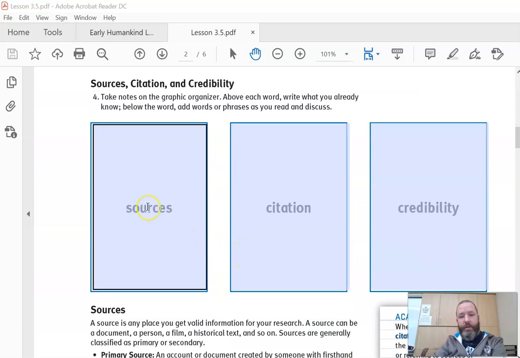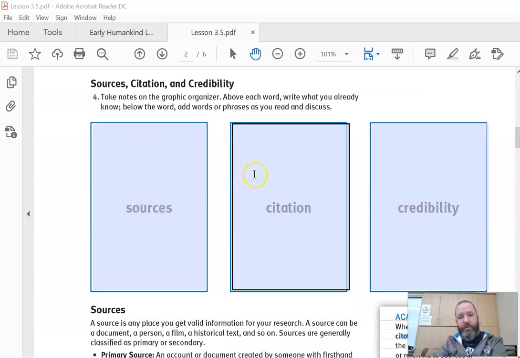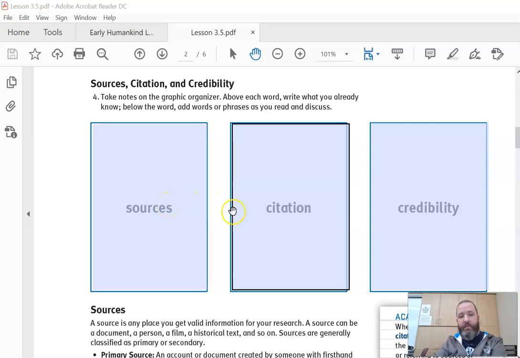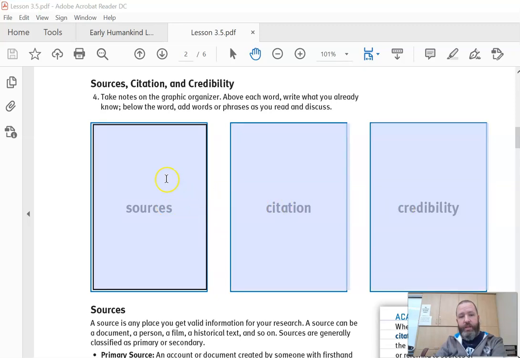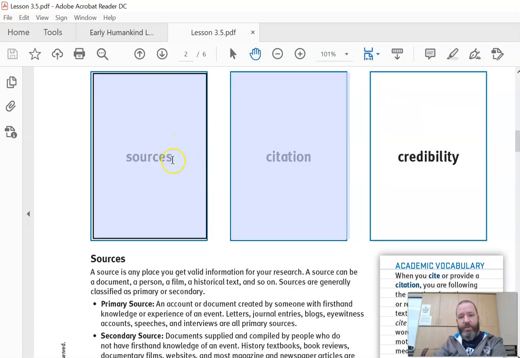For number 4, you're going to see 3 boxes: sources, citation, and credibility. You're going to be able to take notes and add extra information that you learned on all 3, because we're going to be discussing, there's going to be some readings on each of these 3 topics. So as you read, go ahead and click in the box as you're reading sources. You can take some notes. Anything new that you find, go ahead and put in these boxes. And there should be some new information on all 3.